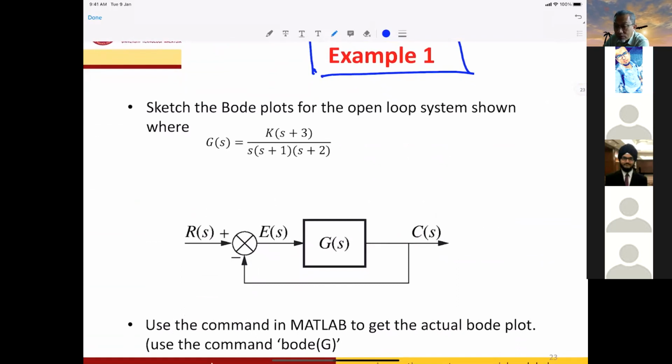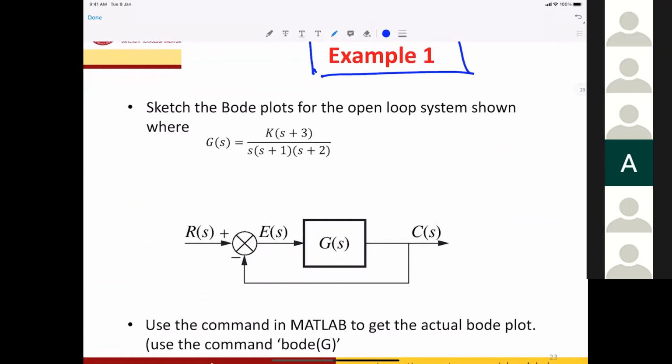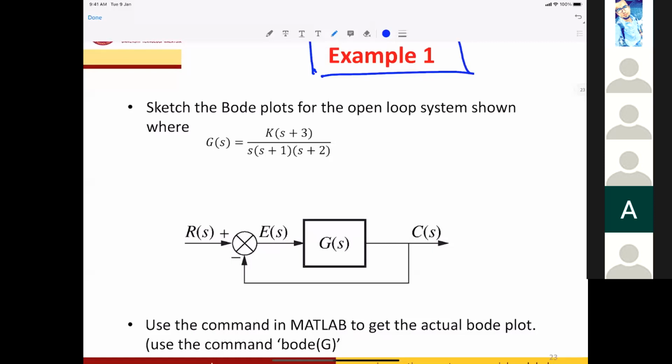I invite one student to read. Azizun. Azizun. Tidur. Ali Imran. Ali Imran. Yes. Can you read the question?